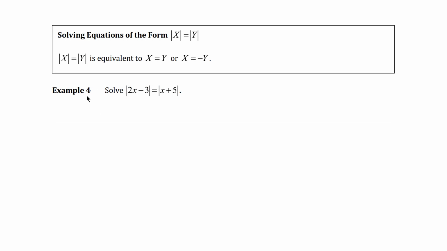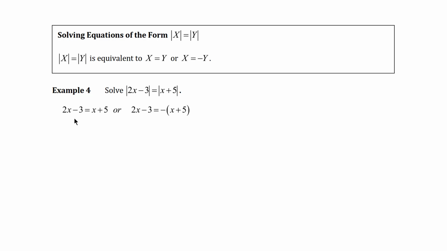In example number 4, we need to solve the absolute value of 2x minus 3 equals the absolute value of x plus 5. Since we have two absolute values equaling each other, we could apply the previous rule we just went over. So we could rewrite these absolute values as 2x minus 3 equals x plus 5, or 2x minus 3 equals negative parentheses x plus 5 close parentheses. Notice that we needed to subtract the entire second part of the equation in order to apply the rule correctly.